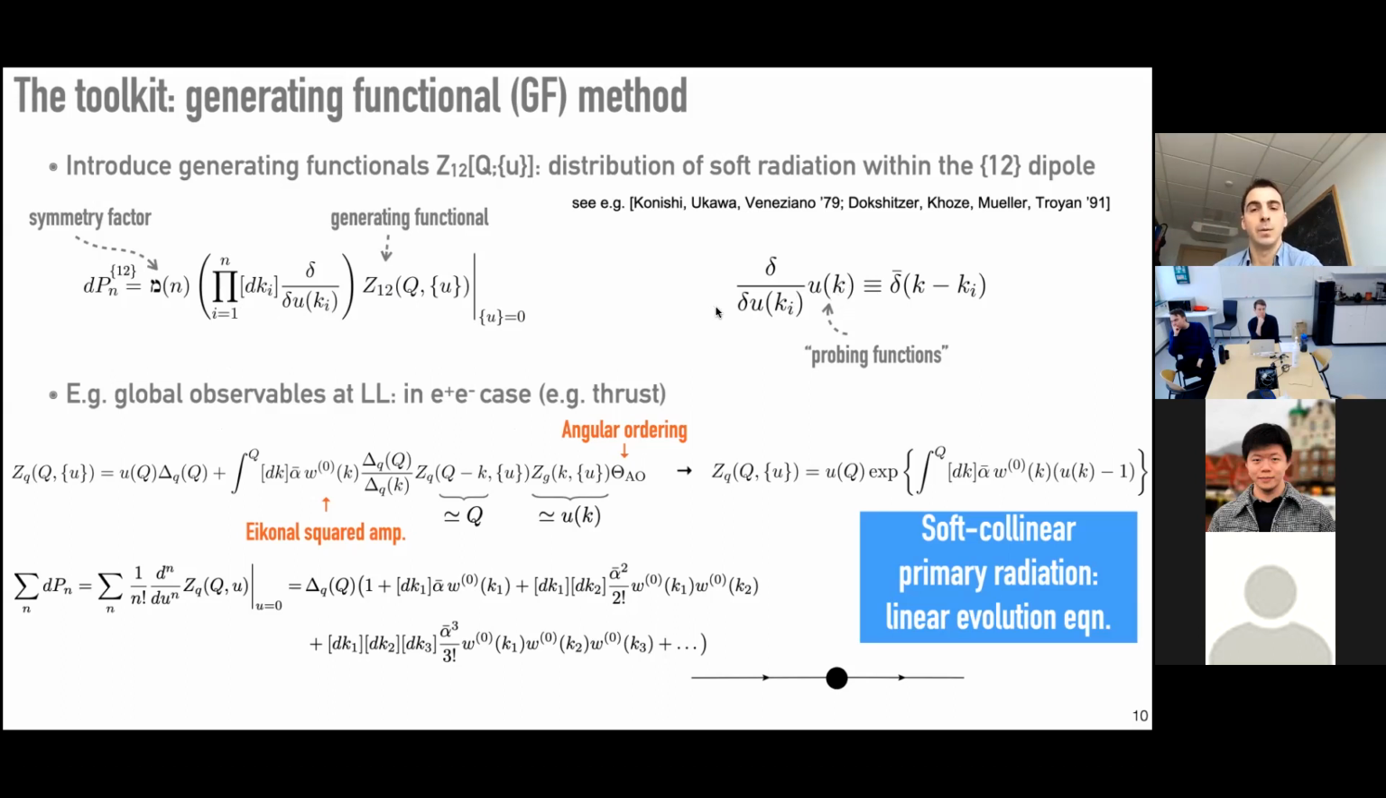So when you act with the functional derivative on this object, that emission k that corresponds to that probing function becomes a real emission as part of the n emission ensemble that you are generating with this algorithmic procedure. So this is quite nice for a number of reasons.